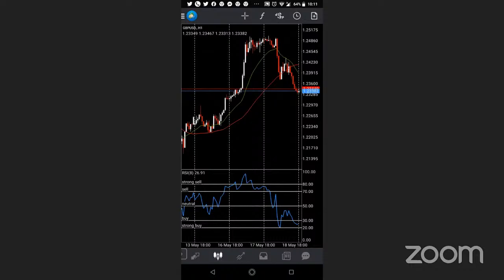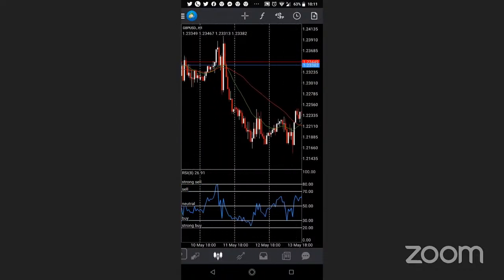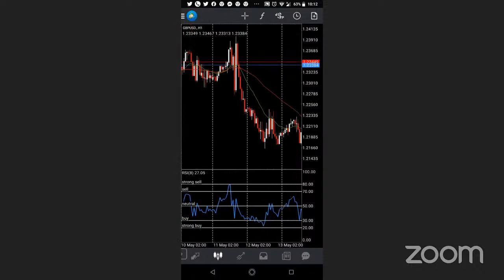Especially in the choppy market. In the choppy market, that's when you see something like that. Have you seen that the moving averages are just together? They're just together. That's a choppy market. You actually do not need to do much. Wait for a breakout.